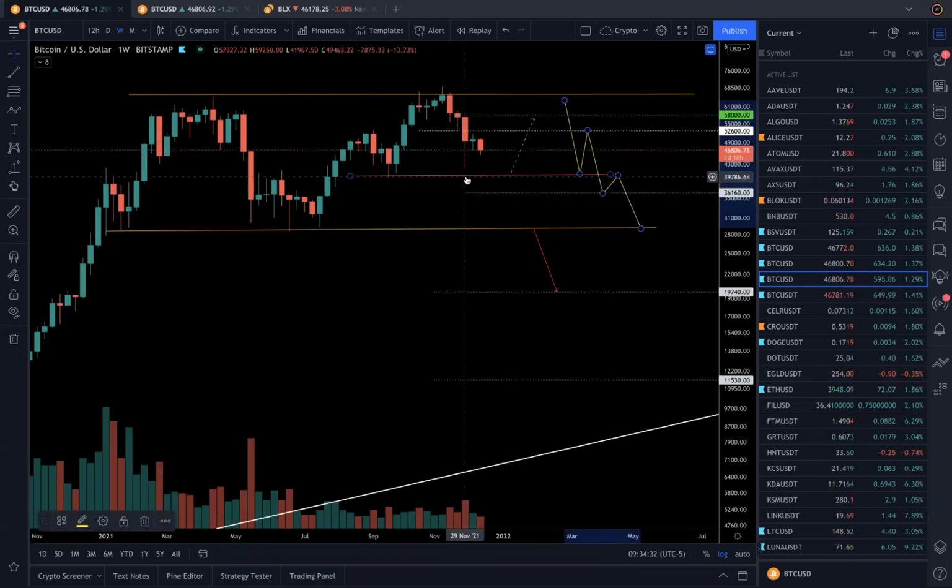So it touched all the way here, right? And then a bounce and could not break above this line, 52,600. This is the orange line on the Binance chart, the same line. And now it is going down. Okay, it is going down, and it could touch this.